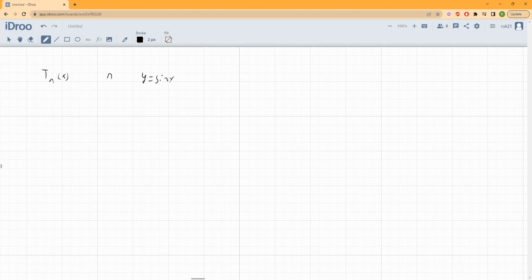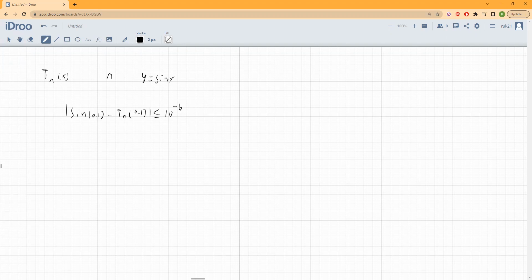Find an n such that the absolute value of sine at 0.1 minus our Taylor polynomial at 0.1 will give us an error smaller than or equal to 10 to the power of negative 6. So basically what we're looking for is at what degree n of our Taylor polynomial will our error become smaller than 10 to the power of negative 6.